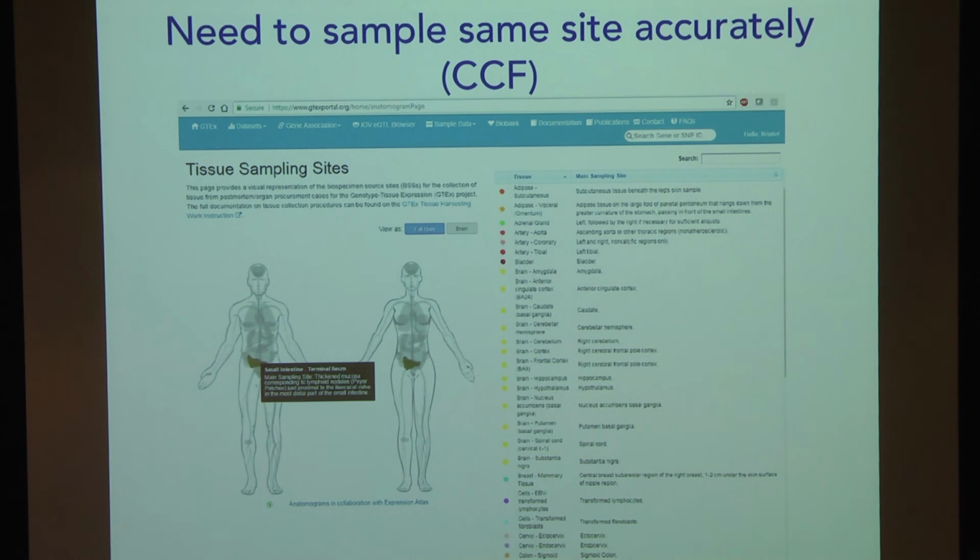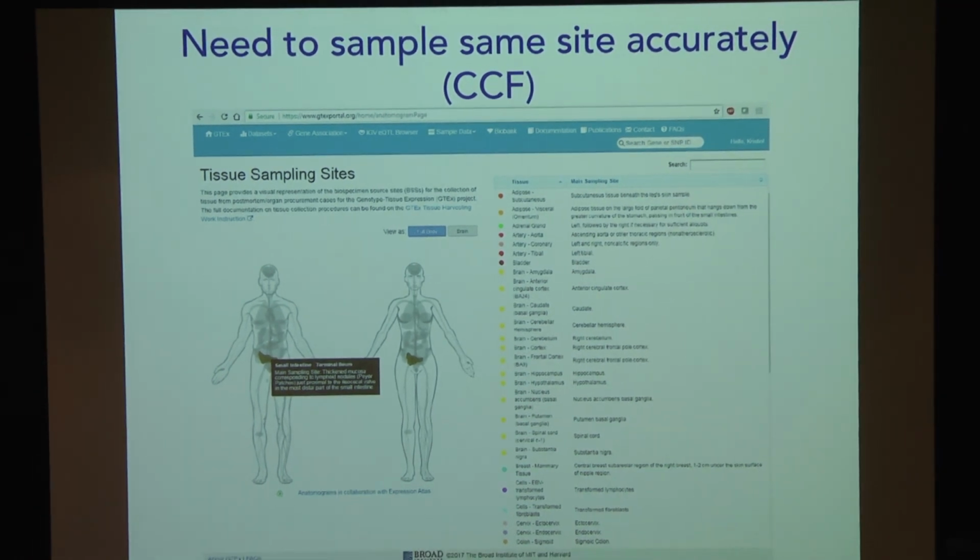So, as I said, one of the same challenges here, in the discussions we've had about a common coordinate framework, is that GTEx needed to address that as well. We needed to be able to sample these sites repeatedly from donor to donor. And this is an example from the GTEx portal for one of the sites we sampled.